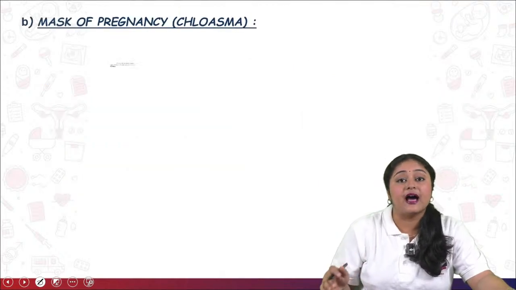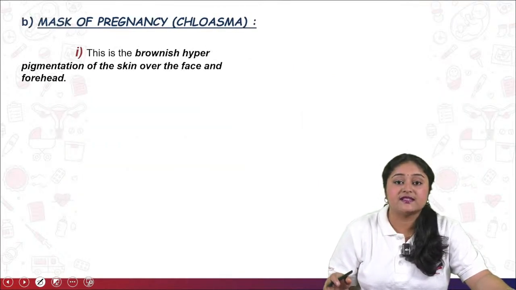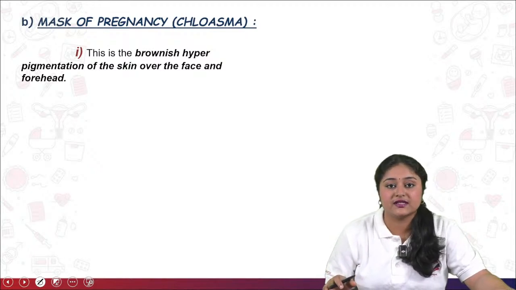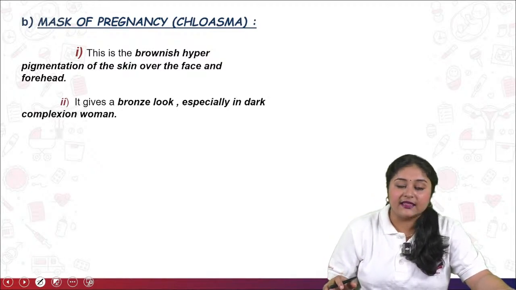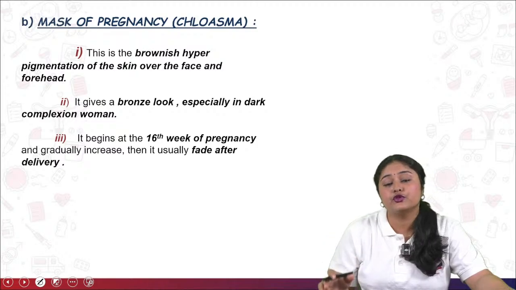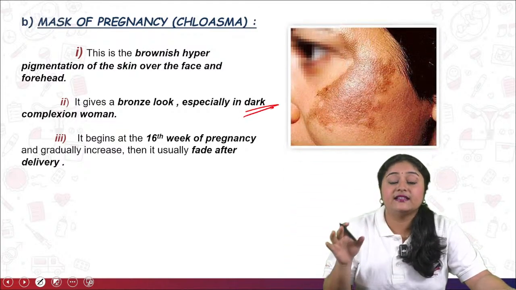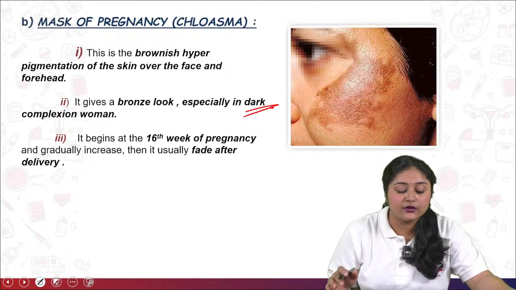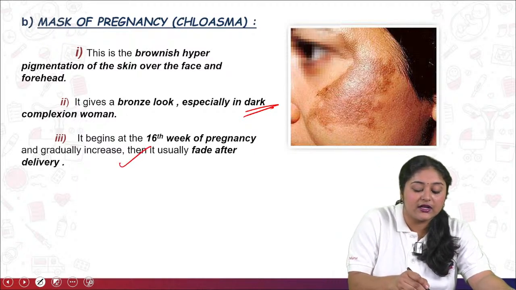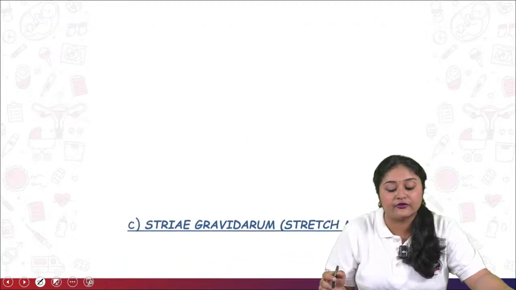Now come to the mask of pregnancy, or the chloasma. This is a brownish hyperpigmentation of the skin over the face, and the forehead, which gives a bronze look, especially in women with dark complexion. It starts to appear around the 16th week of pregnancy and gradually increases, then usually fades after delivery.